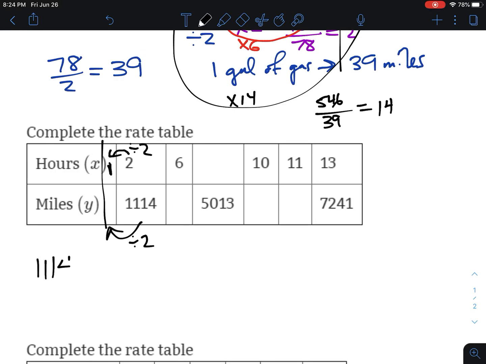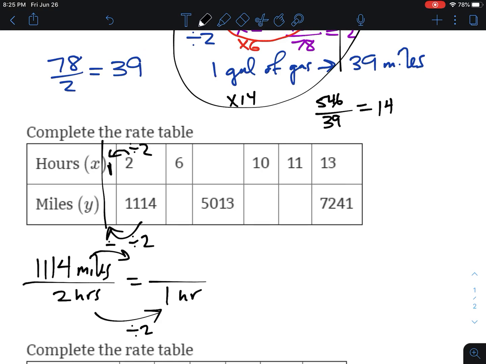What we're basically doing is taking 1,114 miles, and we're dividing that by 2 hours to give us how many miles in 1 hour. So we're dividing this by 2, we're dividing this by 2, and that will give us our unit rate. Oftentimes this is the easiest thing to start with because you can scale up the unit rate much easier. So that's 557 miles per hour.